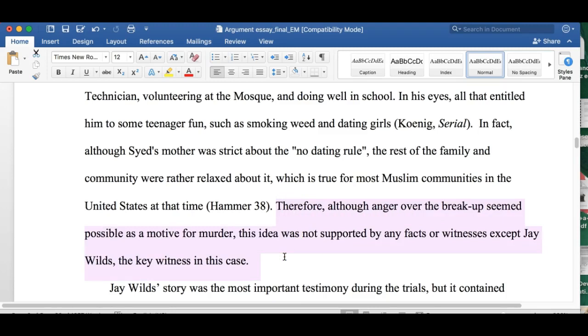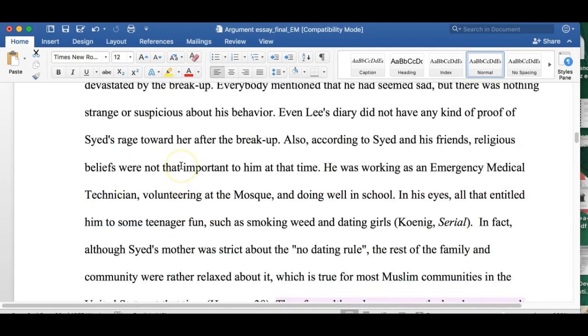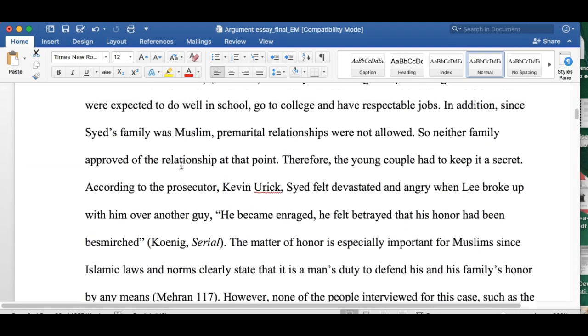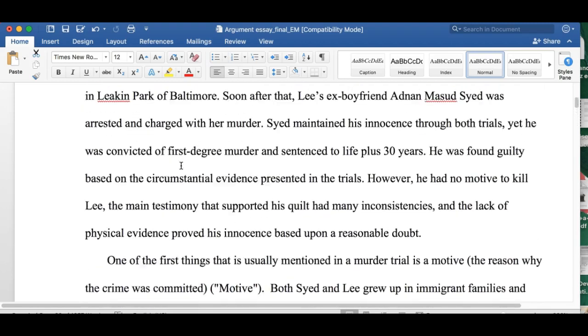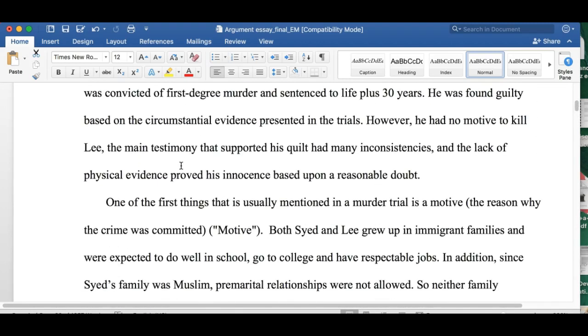Although anger over the breakup seemed possible as a motive for murder, conceding, right? She concedes a little bit, and then she says, but no. This idea was not supported by any facts or witnesses except Jay Wilds, the key witness in this case. And see how that works? And this is just 1 paragraph. And she was very, very specific with what she did. And she had a very good thesis.